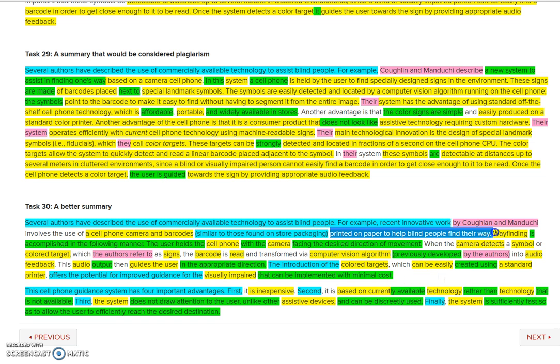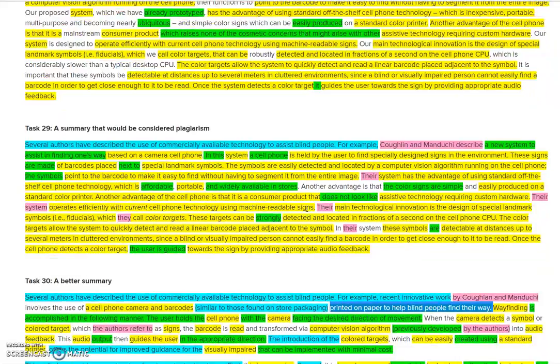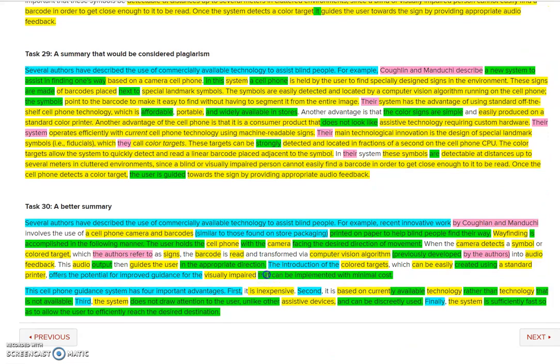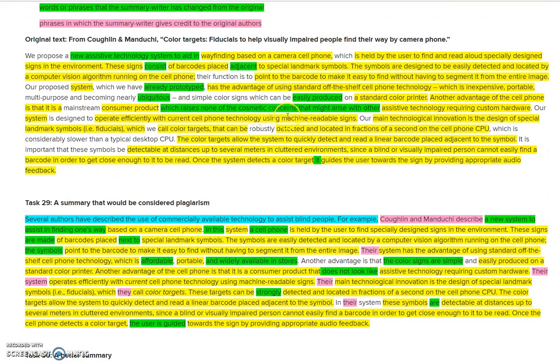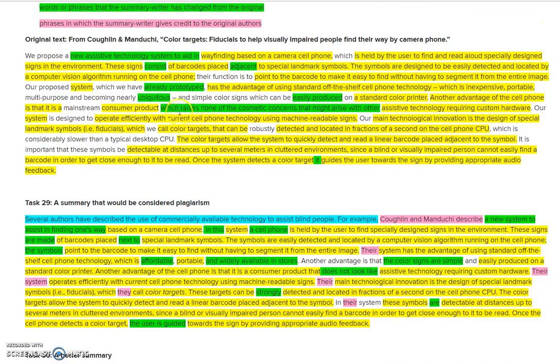"Printed on paper to help blind people find their way." How does that set up here? I can't really remember it, but let's see what else. What else do we have here? "That can be implemented with minimal cost." Where does that come up here? I don't remember. But oh, this is nice. "The system does not draw attention to the user." What does that correspond to? I know that that corresponds to "which raises none of the cosmetic concerns that arise with other technology."